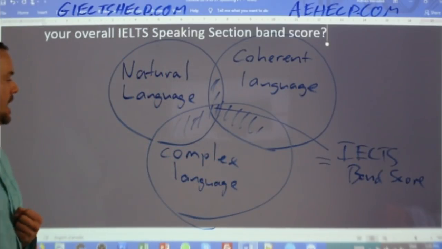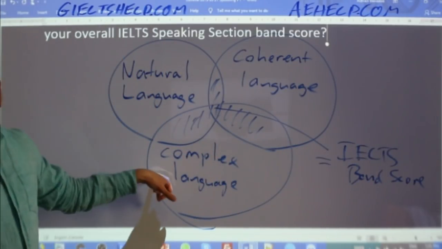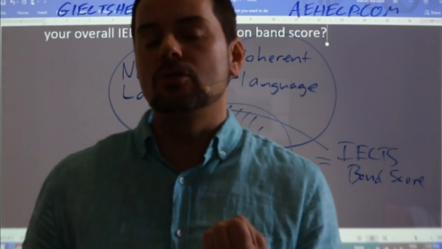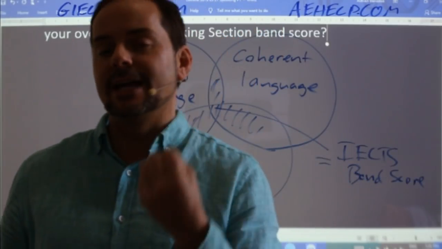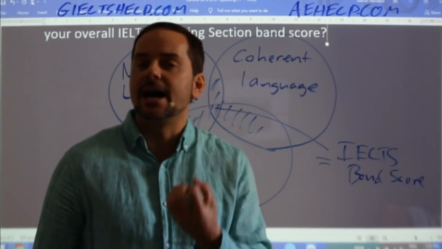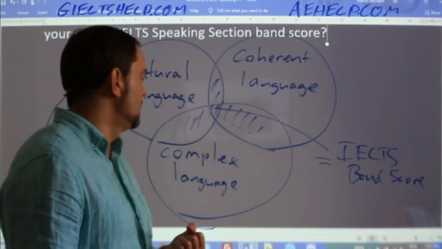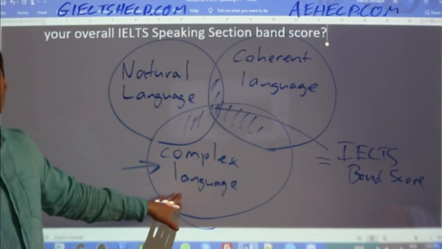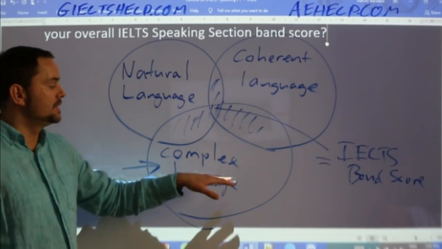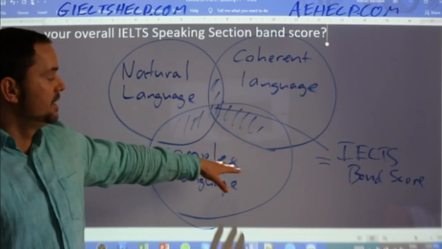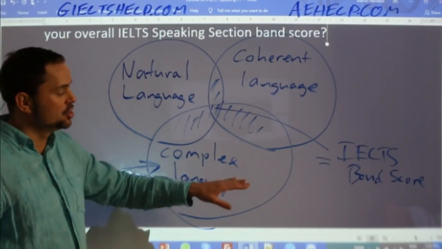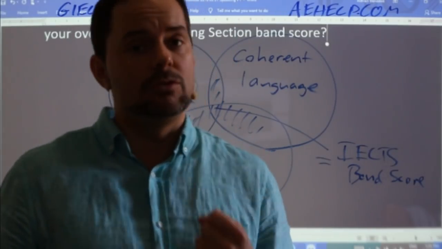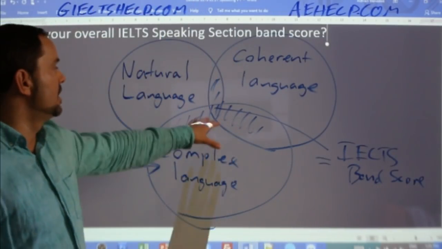Okay, and how complex is it? So how specifically, uniquely can you express your ideas using higher forms of grammar? This is where you have concepts like present perfect, passive voice, adjective clauses, different kinds of subordinating conjunctions, conditionals. If these words are new for you, you need to study that. Okay, so this is your IELTS score.